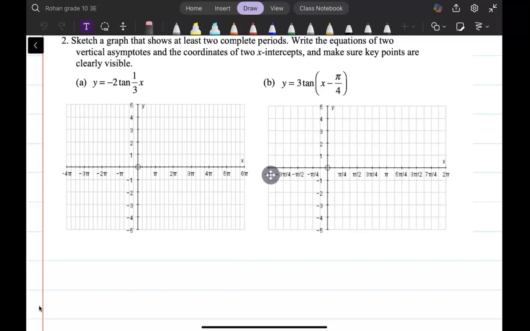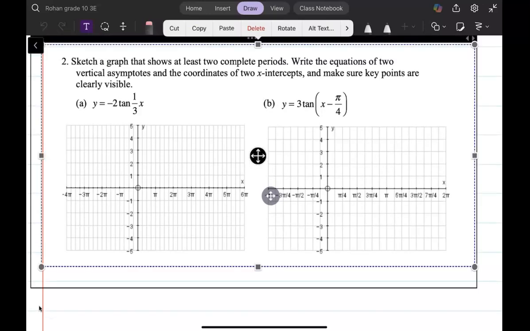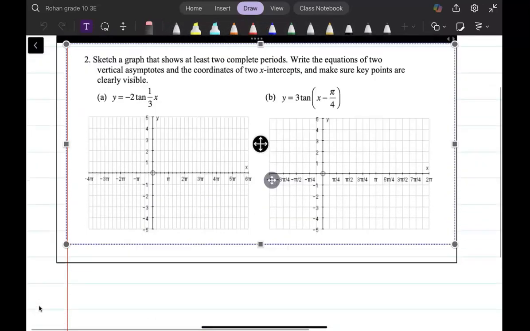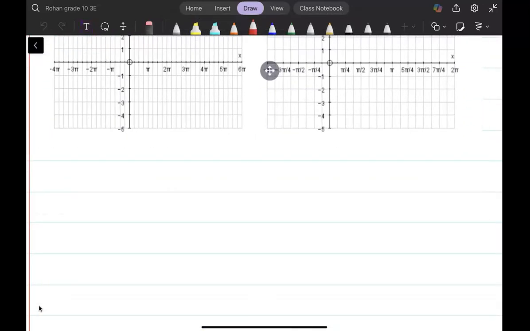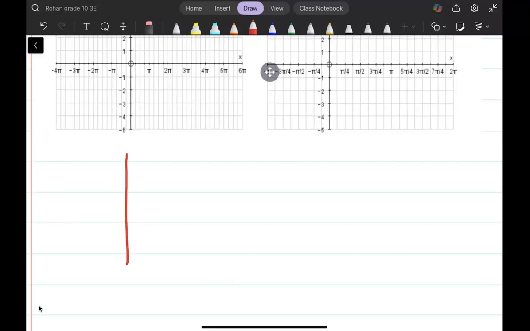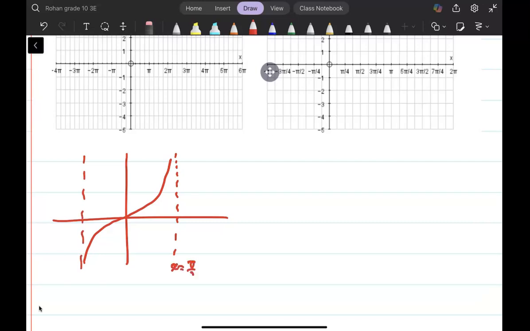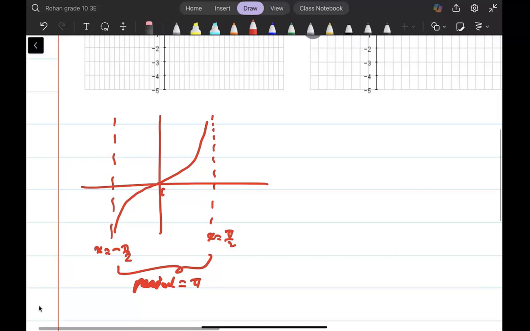If you know the actual graphs, what do you call the parent graph? The parent graph has the following features. The parent graph of the tan function is like this. Vertical asymptotes: x is equal to pi over 2 and x is equal to minus pi over 2. This is your period, pi. Your intercept is 0, 0, your x-intercept.